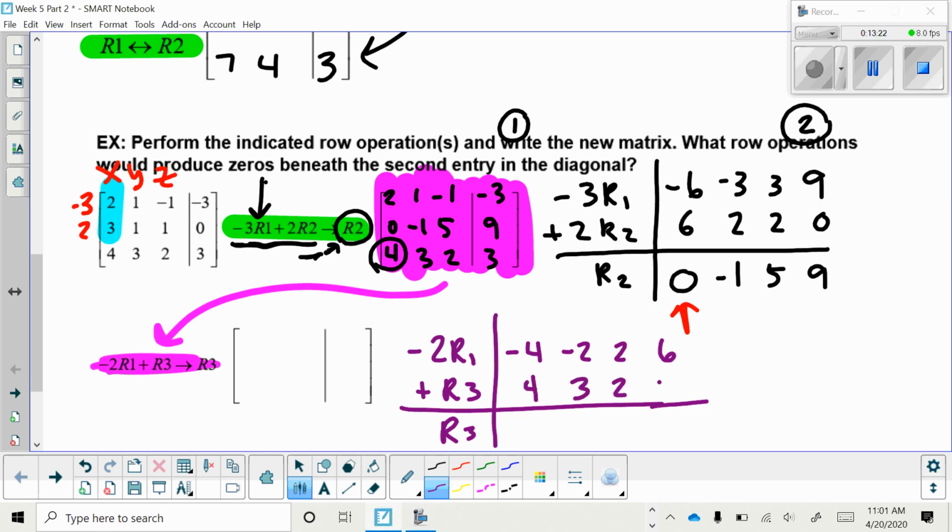4, 3, 2, 3. And now you add everything vertically, so the 4's cancel. -2 plus 3 is +1, and then 4, and then 9. And where is that information going to go? That's right, row 3. This is my new row 3. I'm going to fill that in. That is the only row I changed from the purple matrix. So row 1 and row 2 stay the same, and I'm going to fill those in now.